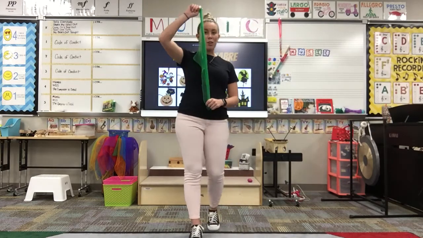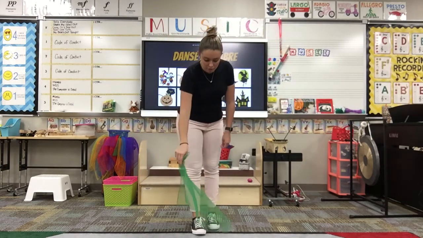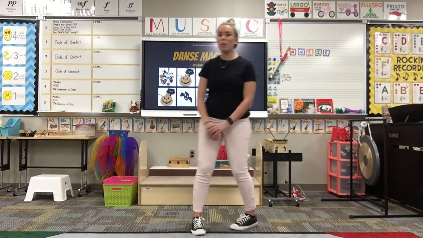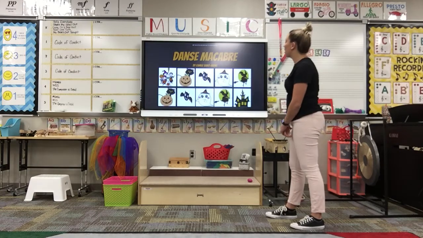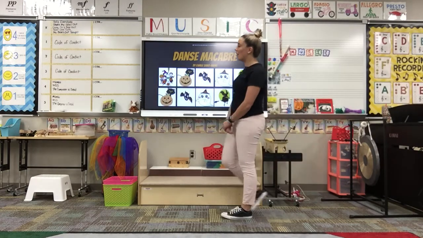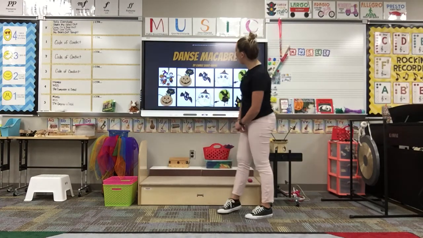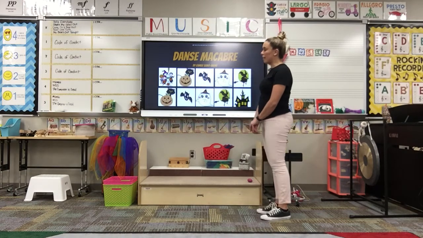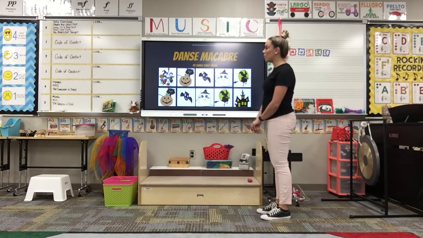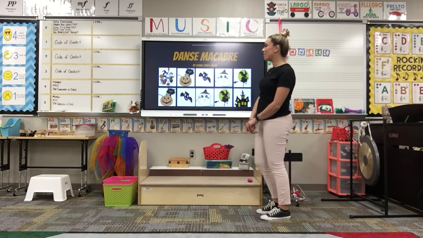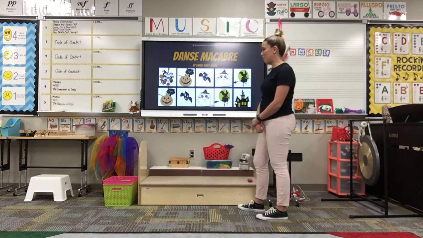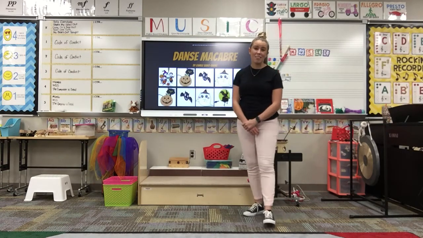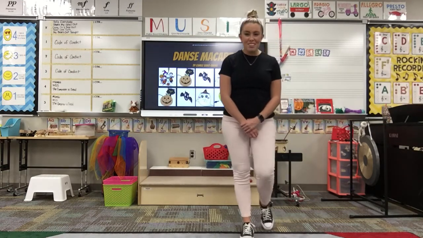Now, for today, we're going to start with our scarves on the ground. And we are going to learn all about a piece of music called Danse Macabre. It is written by a man named Camille Saint-Saëns. It kind of looks like it says Macabre, the way it's spelled, but it's actually pronounced Macabre because it's from France, right? Now this piece of music, you're probably looking at the board below and you're like, okay, there's lots of pictures. That's because this piece of music helps tell a story.